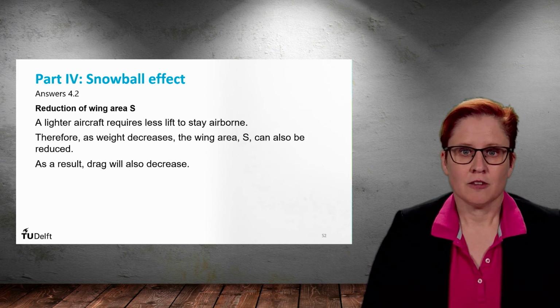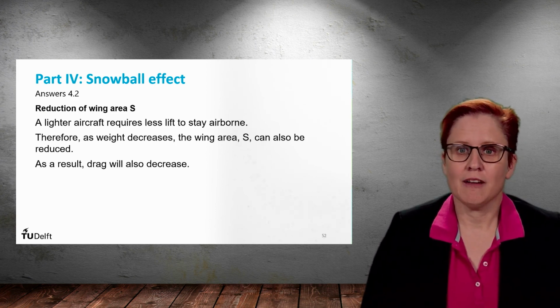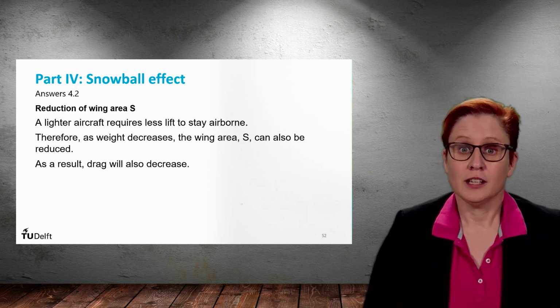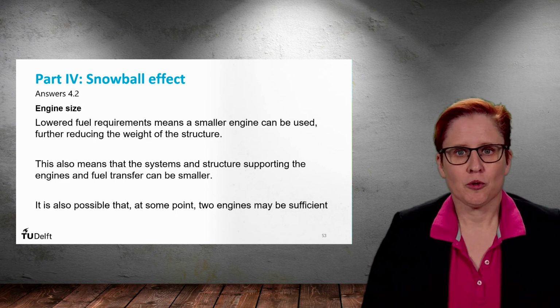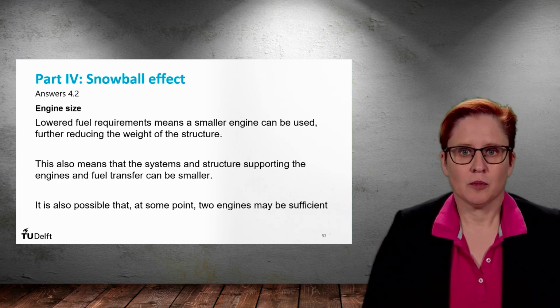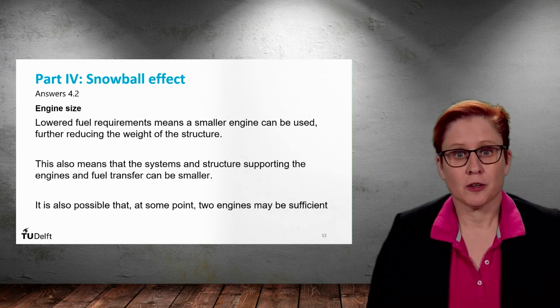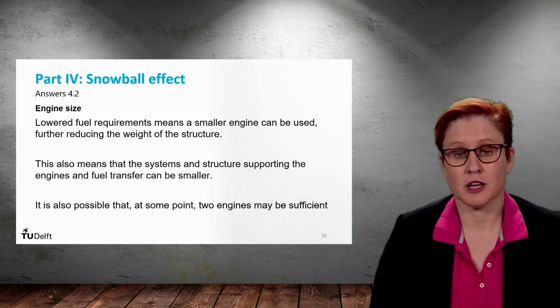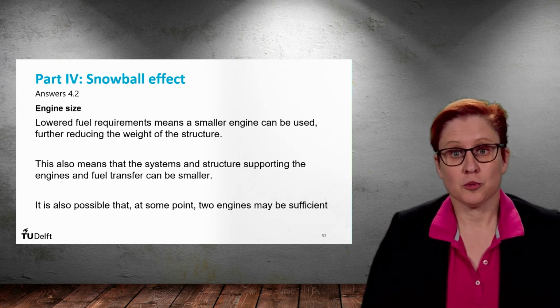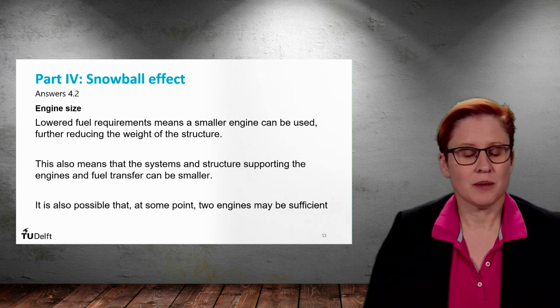A lighter aircraft requires less lift to stay airborne. Therefore, as weight decreases, the wing area S can also be reduced, and as a result, drag will also decrease. Lower fuel requirements means a smaller engine can be used, further reducing the weight of the structure. This also means that the systems and the structure supporting the engines and fuel transfer can be smaller. It is also possible that at some point 2 engines may be sufficient.